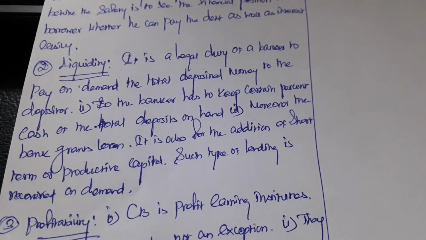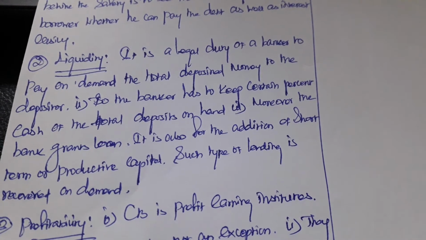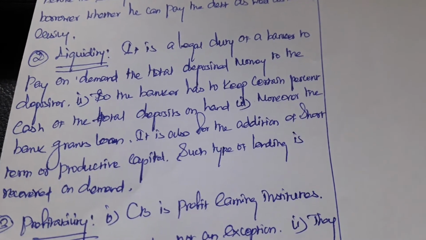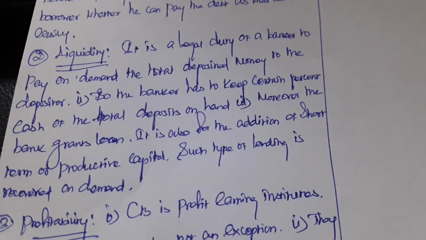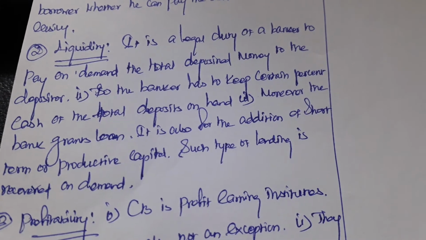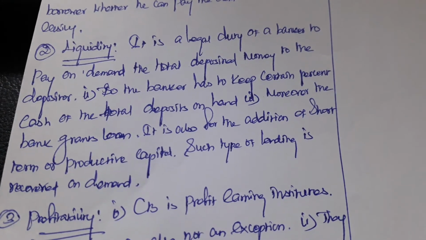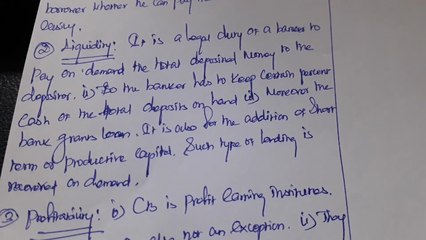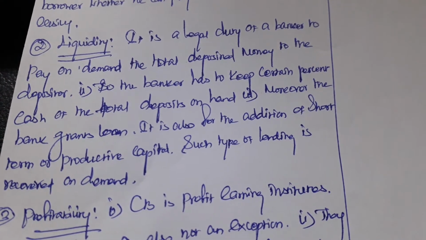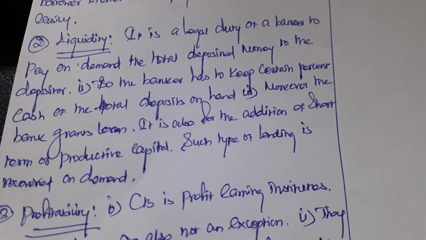Next is liquidity. It is a legal duty of the banker to pay on demand the total deposited money to the depositor. Whenever a depositor comes to the bank, the banker should pay under demand. It is a legal duty of the banker. So the banker has to keep a certain percent of cash of the total deposits on hand.